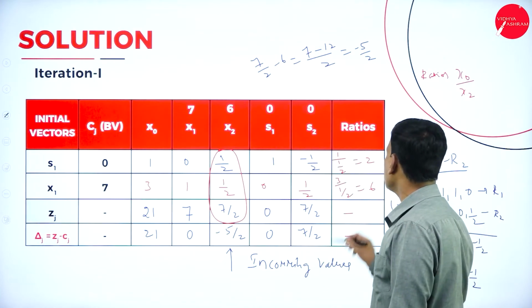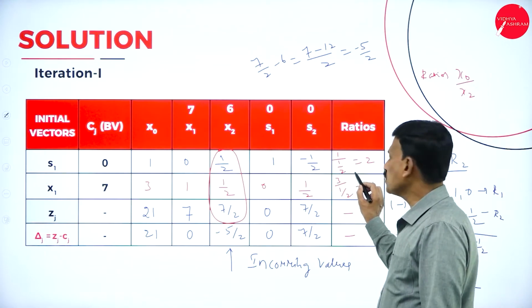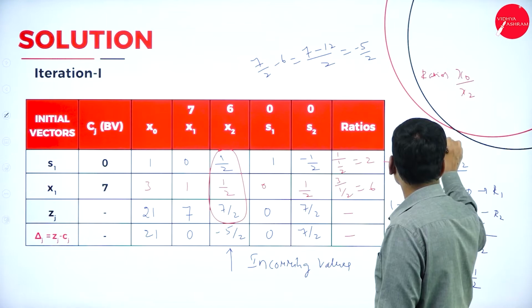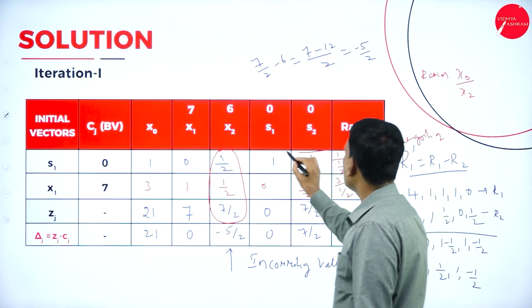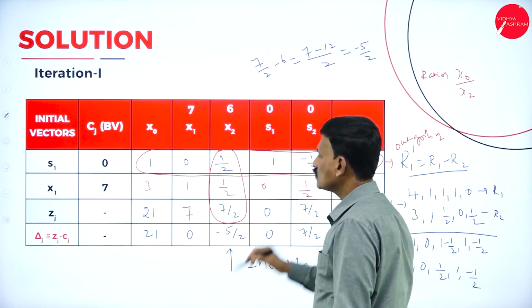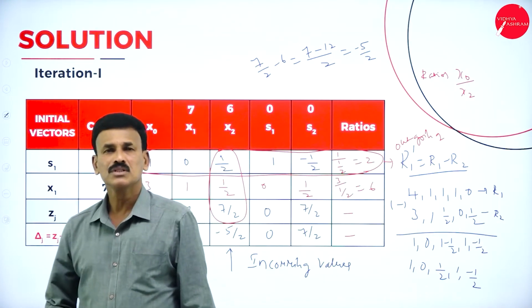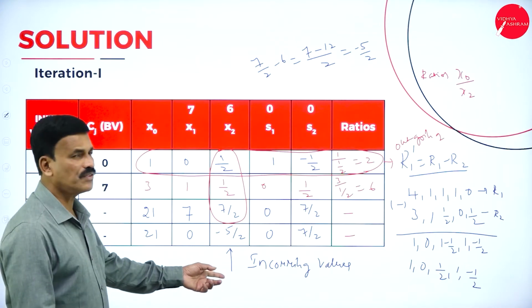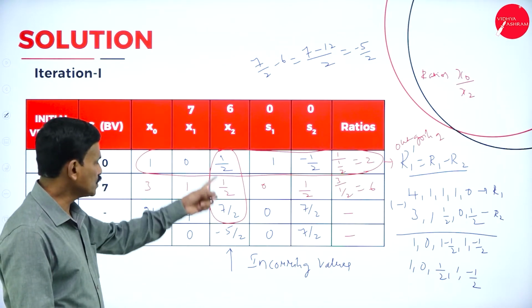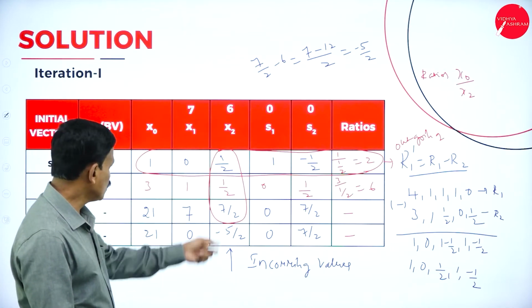What is the least positive value? So the least positive ratio is 2, therefore this is called an outgoing variable. So these are called outgoing variables. Okay, so here identify the least negative, and this is called an incoming variable, this is called the incoming column.